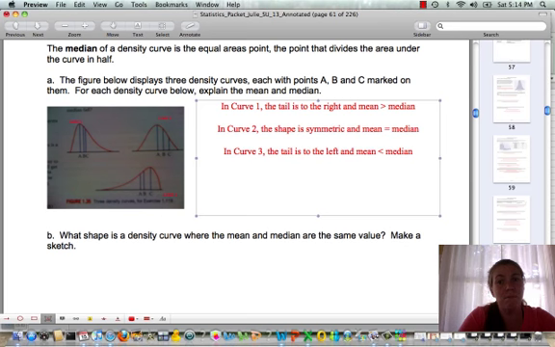In thinking about a symmetric graph, we know the mean is equal to the median. And in thinking about a left tail graph, we know that the mean is less than the median. And you can remember my hint, the mean is the same direction as the tail.